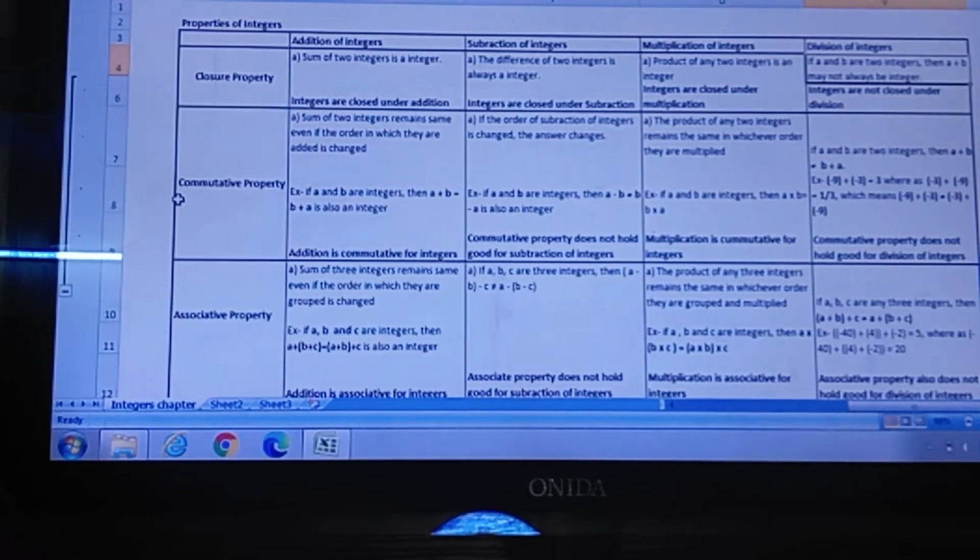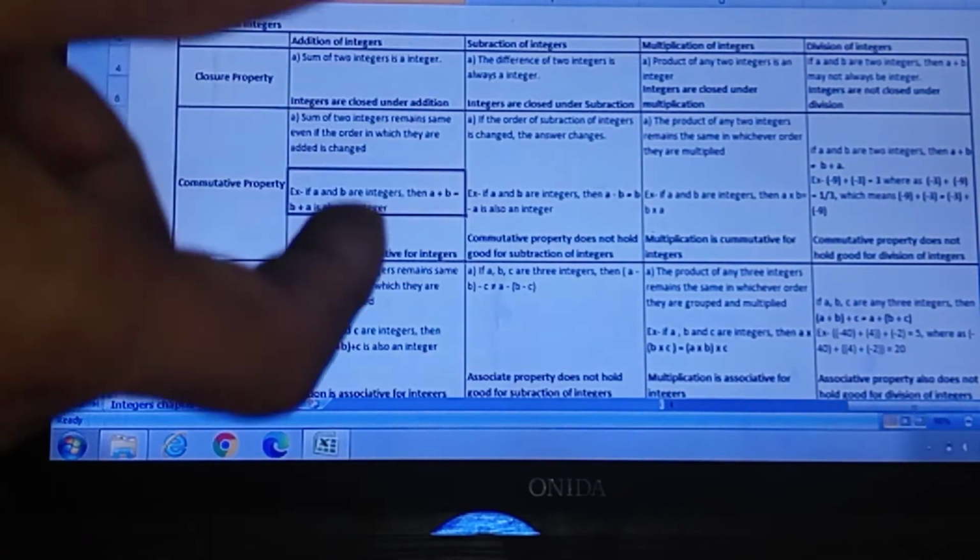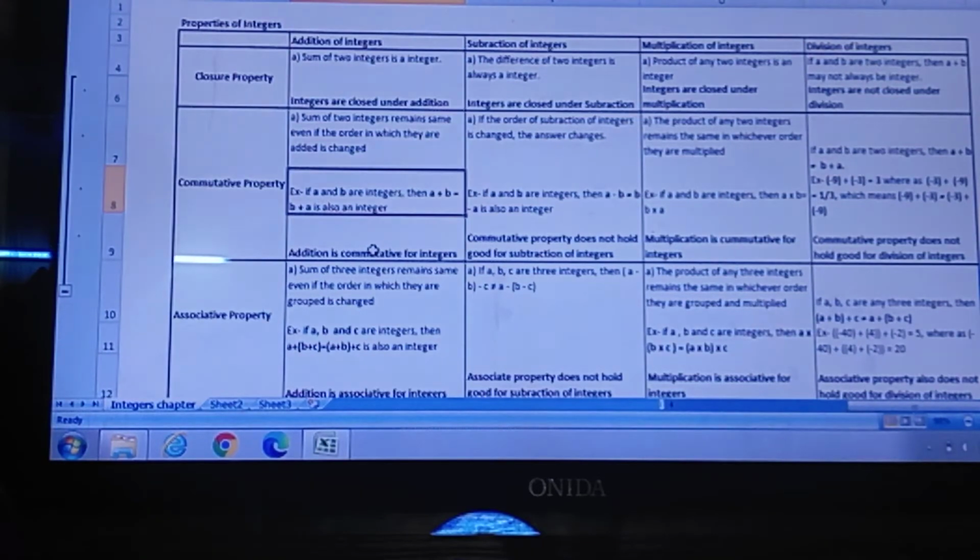Moving on to commutative property. In this, the first section, addition: the sum of two integers remains the same even if the order in which they are added is changed. No matter how you change the order of the addition, it will still be the same. If a and b are integers, a plus b is equal to a certain number, and b plus a is also equal to the same thing. So addition is commutative for integers.